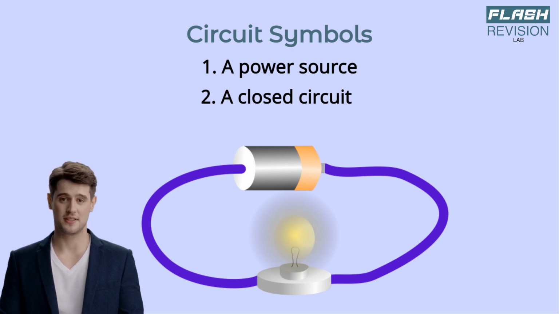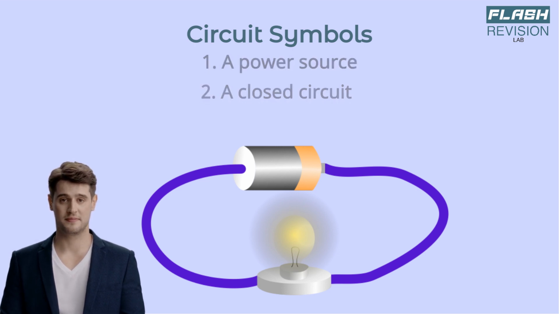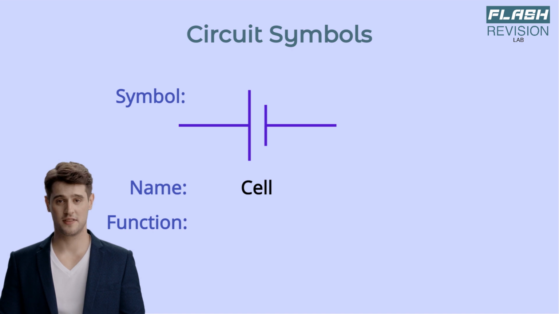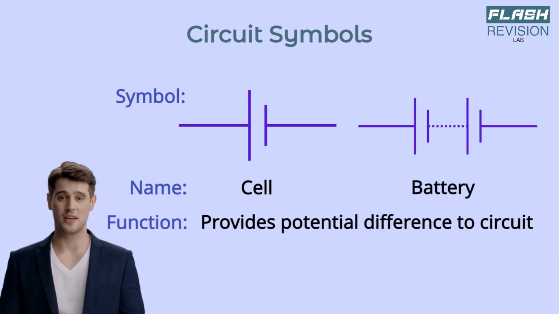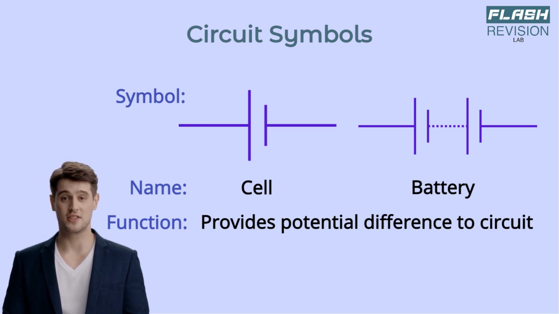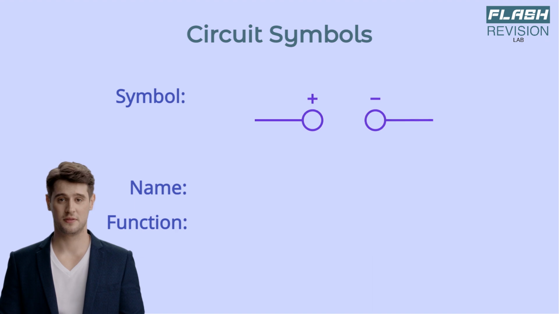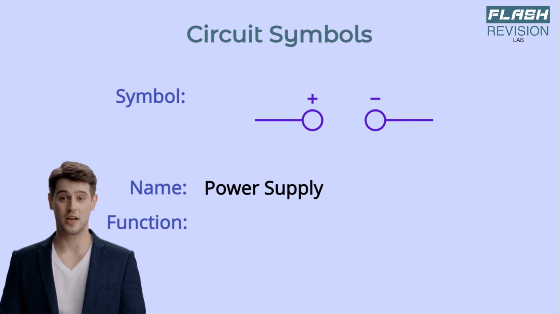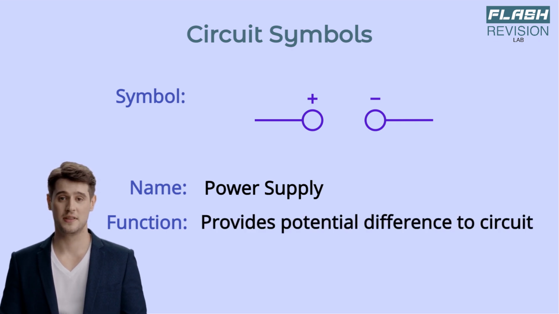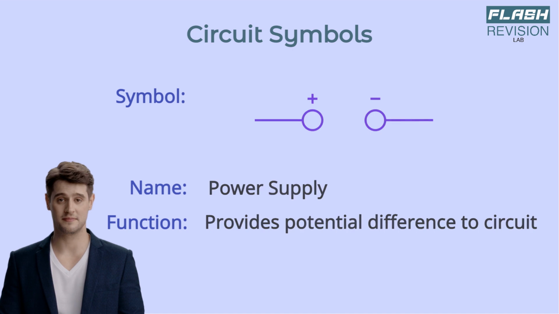Now, let's dive into all the circuit components and the circuit symbols that GCSE students need to know one by one. This is a cell, or if there is more than one present, a battery. These are what provides the circuit with a source of potential difference, that allows a current to flow in a complete circuit. When you see a symbol with two circles, this could mean any type of power supply such as an AC or DC supply. These also provide a potential difference to the circuit.